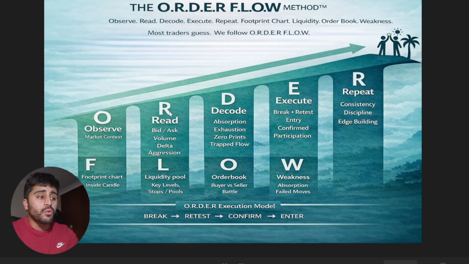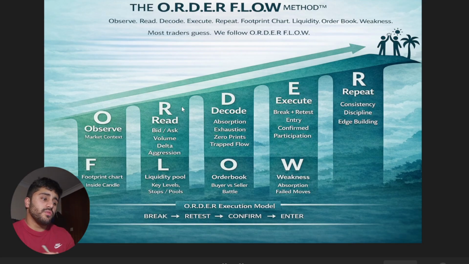The reason I call it the order flow method, or the ORDER, is because we want to observe what the market's doing. So we want to get market context. We then want to read what the market's doing, actually reading it. I have a quote: those who read the market are paid out by those who don't. So the R is very important, and the R allows you to decode the market, which is D. This is absorption of buyers and sellers.